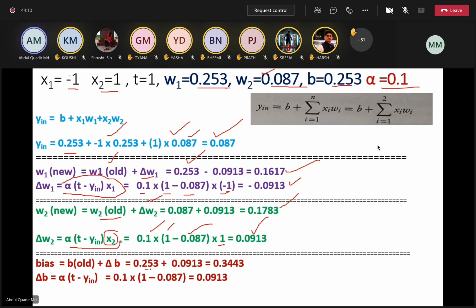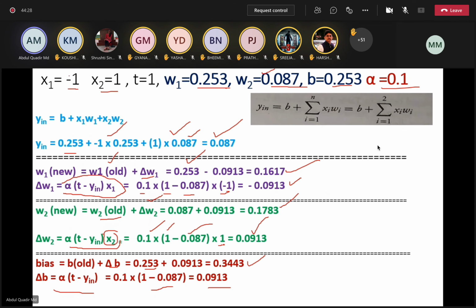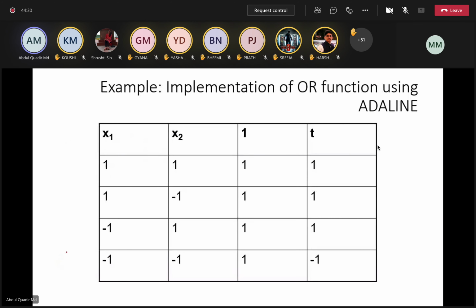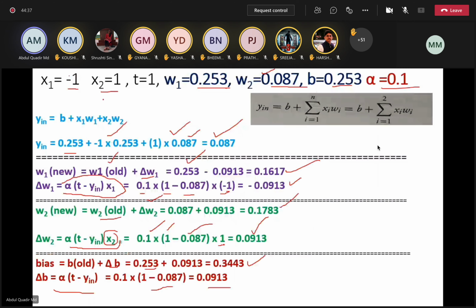The same way for bias, which is 0.253: delta b is alpha into (t minus yin) into 1. When I plug in the values, I get this. So I get the values, then I calculate the error. Target 1 minus 0.87, the whole squared. I get the error. I have written the values. Is it clear? Then I go for the fourth value: minus 1 and minus 1.